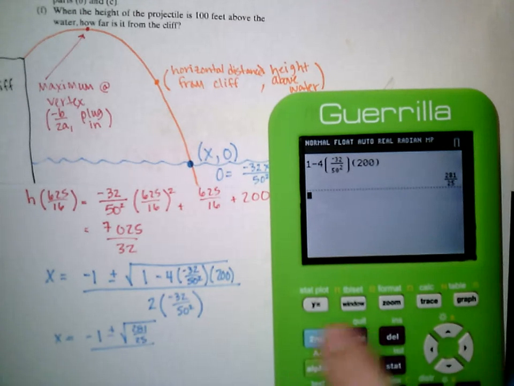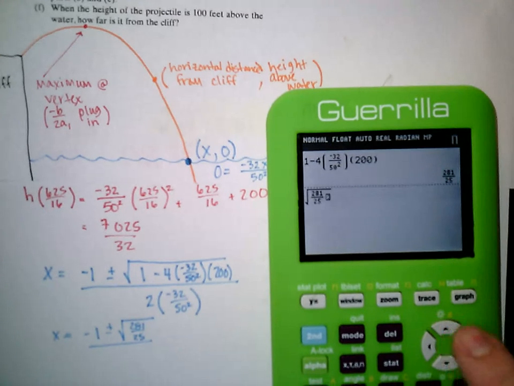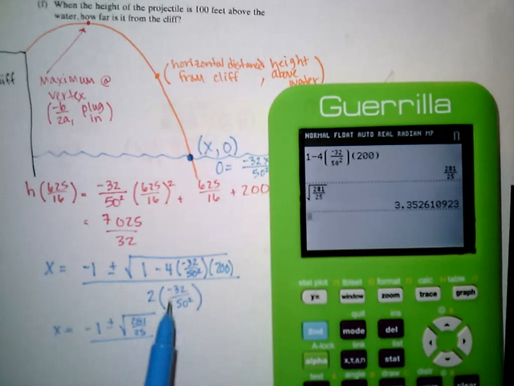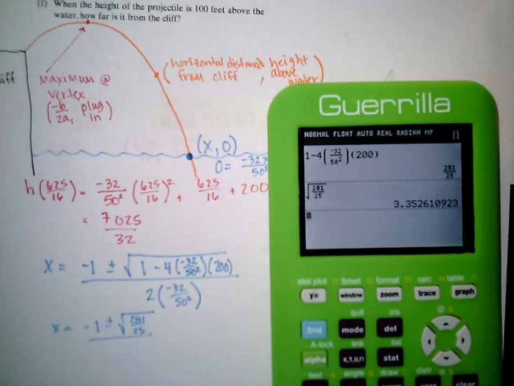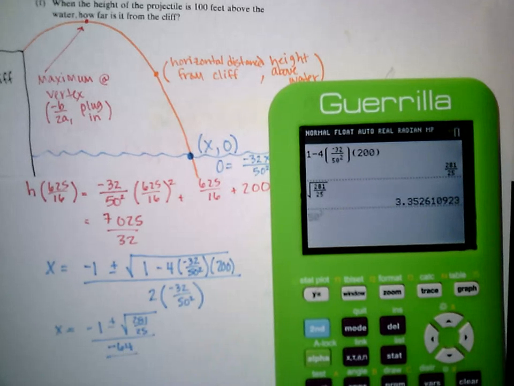I wonder if that has a perfect square. I don't think that 281 does. Nope, it does not. We'll work with that. We'll deal with that in a minute. And then over 2 times -32 over 50 squared would be -64 over whatever 50 squared is, 2,500.